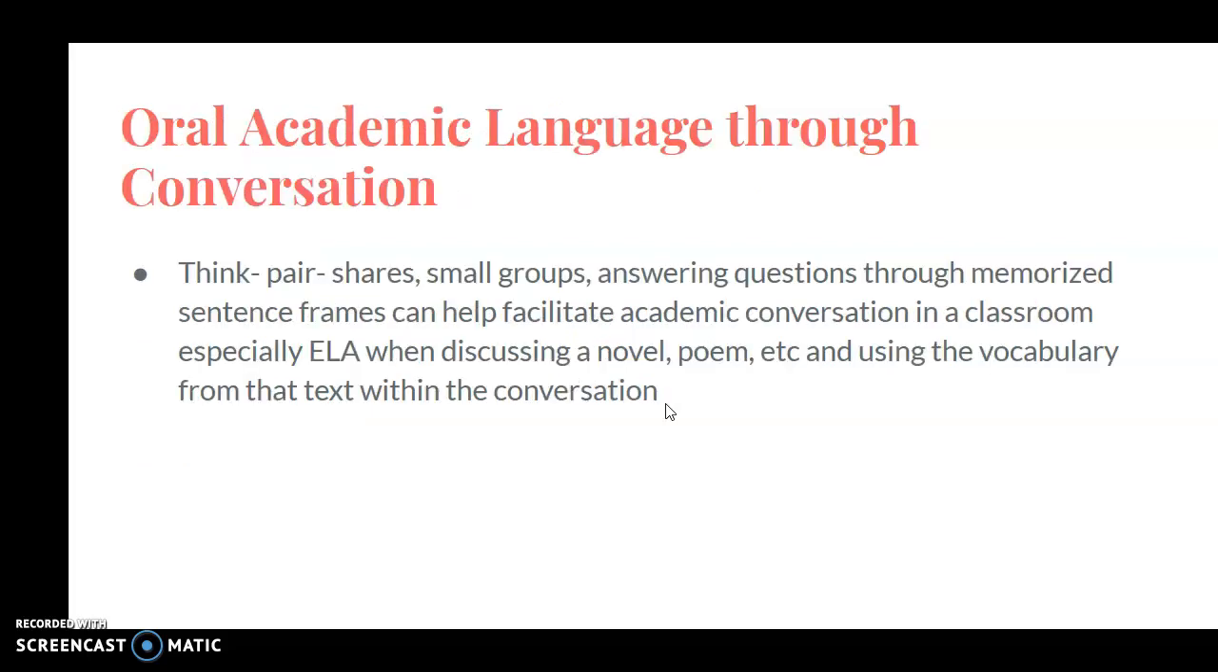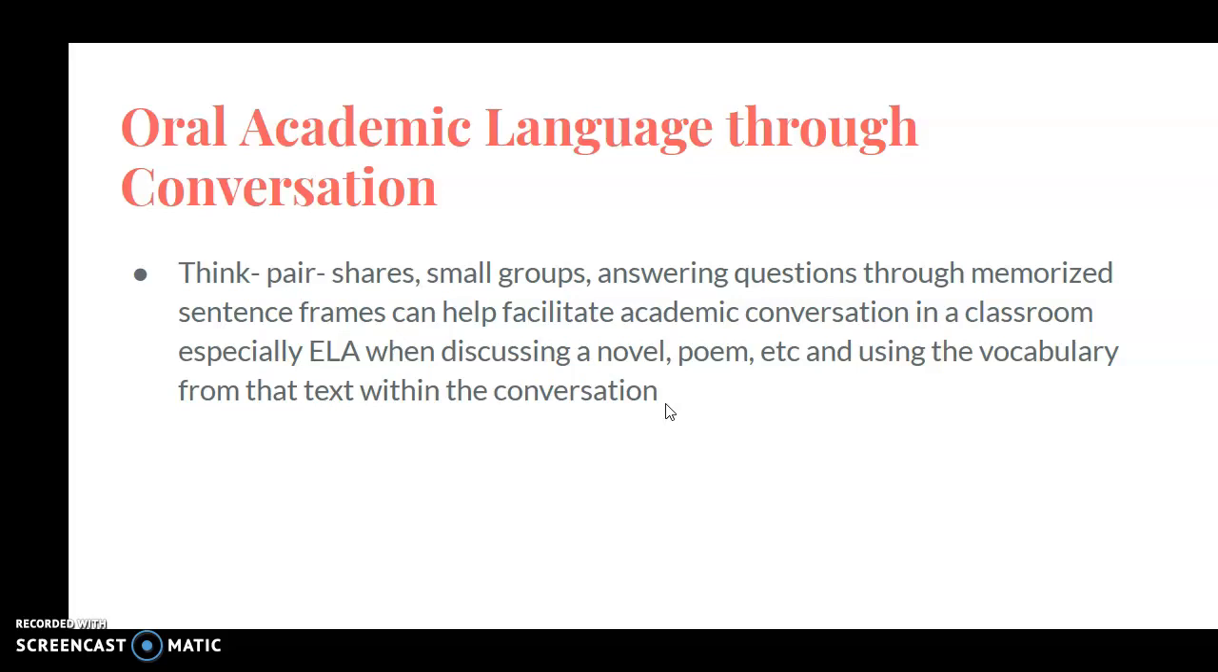And then we also have oral academic language through conversation. Some examples of that are think, pair, share, small groups, and answering questions with sentence frames, and these can help facilitate academic conversation in the classroom, especially when discussing a novel or a poem, and then using the vocabulary from that text within the conversation. And that goes back to teaching vocabulary. What vocabulary words are you actually looking at to teach these students how to use them properly within a sentence or a conversation?